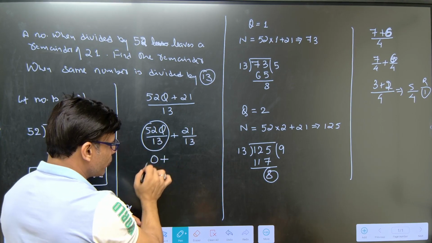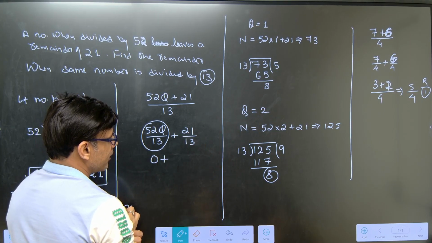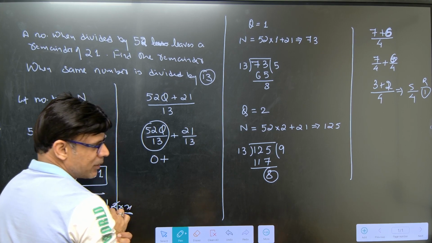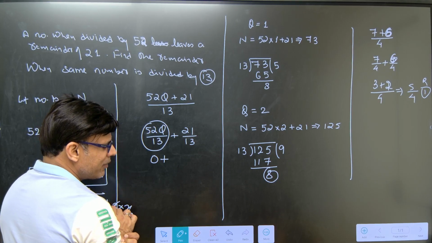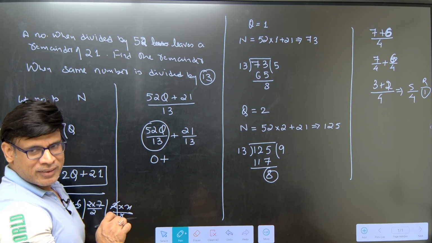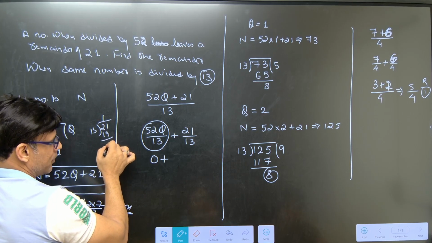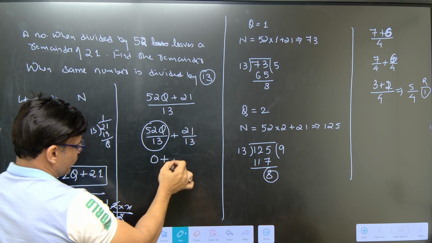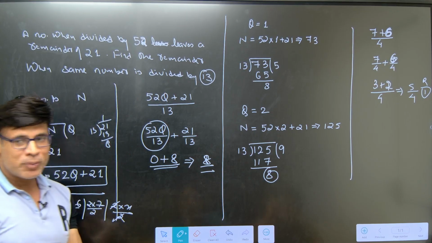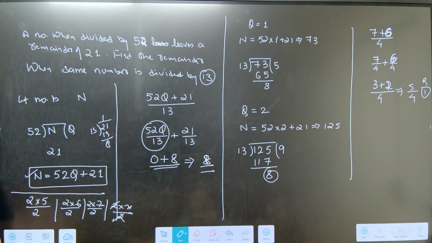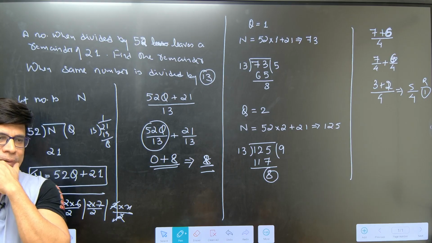Overall remainder, if you have to find out: 0 plus 21 divided by 13. 13 ones are 13, remainder 8. 0 plus 8, so overall your remainder will always turn out to be 8, no matter what q is. q is of no use; it gets cancelled, everything is cancelling. q is no longer of any use.